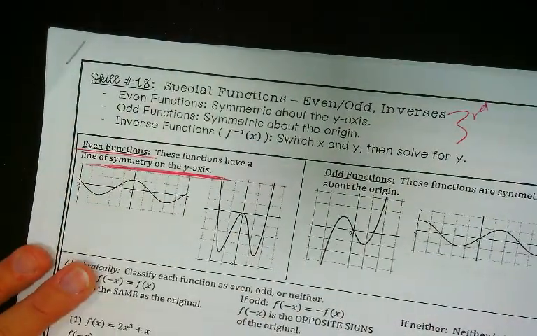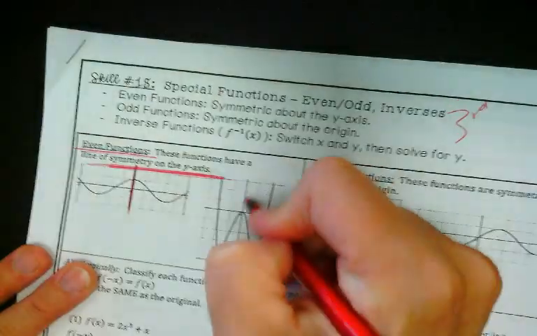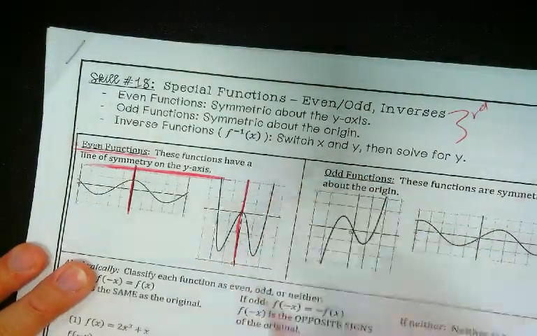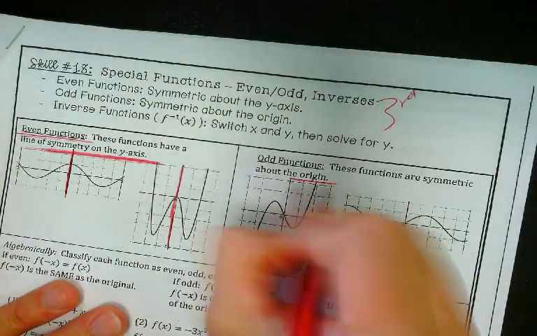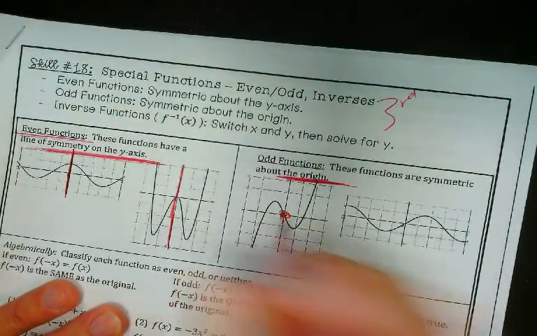Again, if I draw a line at the y-axis, you should see that if I fold over that line, they should lie on top of each other. Same thing here. So even is symmetric to the y. Odd functions are symmetric to that other O word, the origin, which is a point. So I'm going to highlight my origins here.